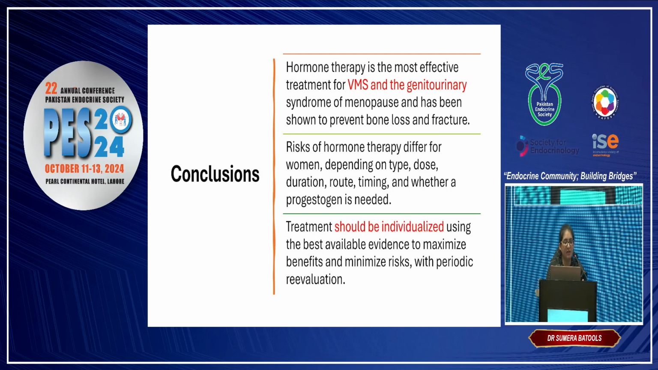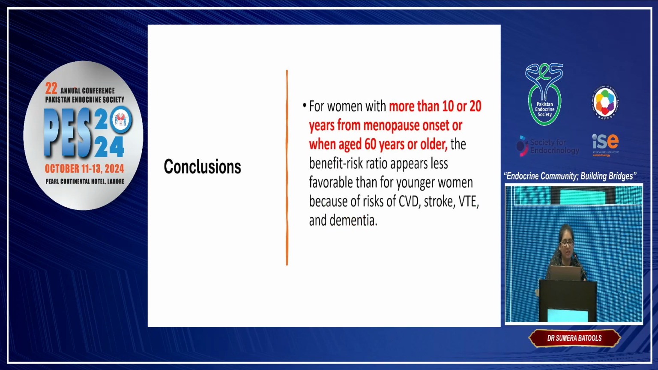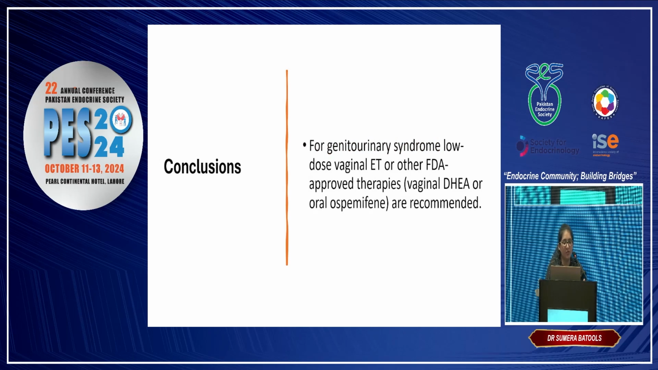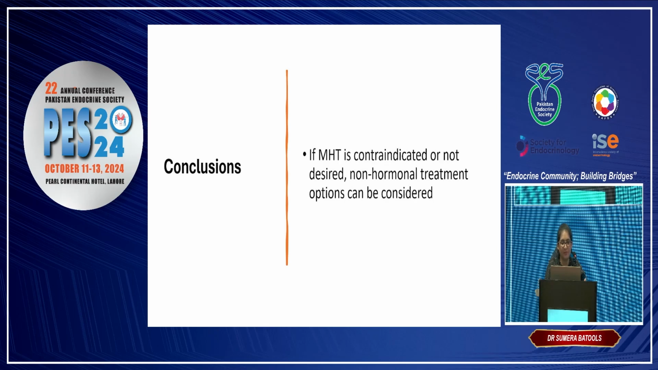The risk will differ depending upon the type, dose, duration, and timing, and whether progesterone is added with estrogen or not. For women more than 10 or 20 years after menopause onset, and when the age is more than 60, the risk versus benefit ratio appears less favorable than for younger women because of CVD, stroke, and VTE risk. For genitourinary symptoms, low-dose vaginal estrogen therapy alone can be used, or other FDA-approved therapies like vaginal DHEA or oral ospemifene. If hormone therapy is contraindicated or not desired, non-hormonal treatment options can also be explored.